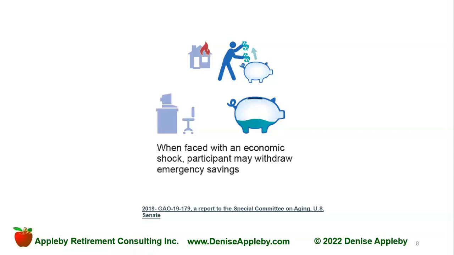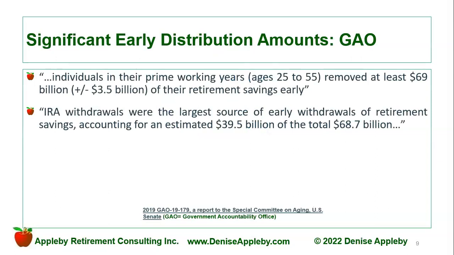Now, studies show that a significant percentage of Americans are taking what we refer to as early distributions. By definition, an early distribution is one that is taken before the account owner reaches age 59 and a half. According to the GAO, individuals in their prime working years, age 25 to 55, removed at least $69 billion from their retirement savings account early.